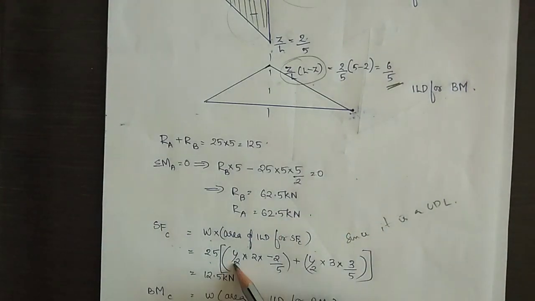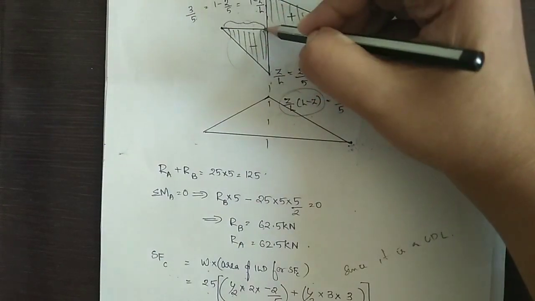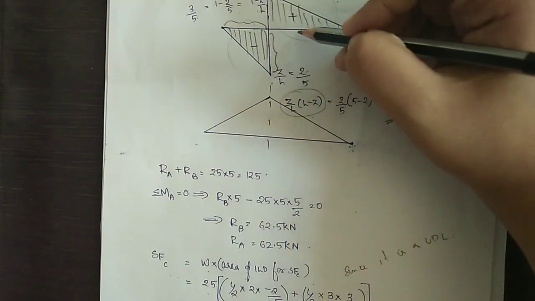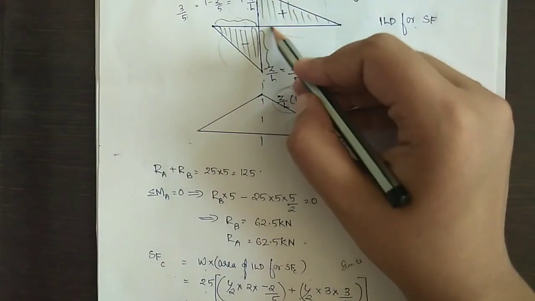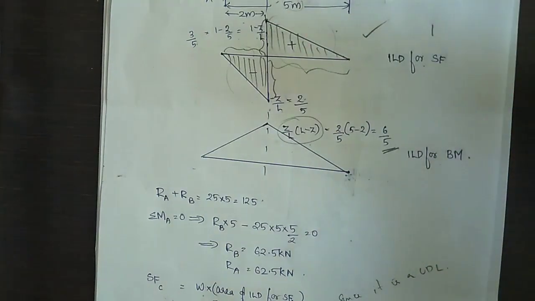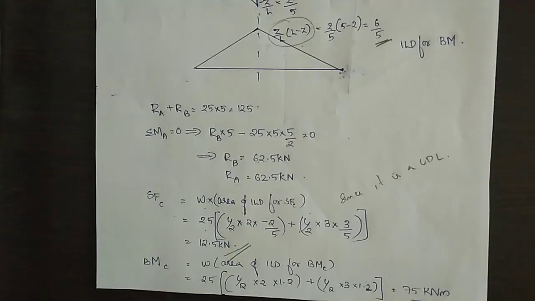It is 25 into, the area will be half BH since it is a triangle. Half into base 2 meter and altitude minus 2 by 5. And the other portion half into base is 3 meter and altitude is 3 by 5. Together gives a value of 12.5 kN.